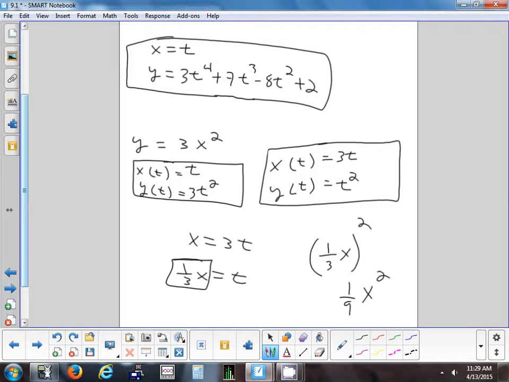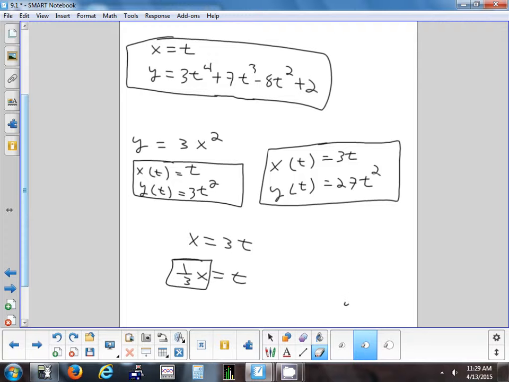So I need to stick a number in front of t squared. What could I try, and it's a power of 3? What could I try sticking in front of t squared to make that come out? Yeah? 27. Okay, let's try it. See what happens. All right, and now again, keeping that top equation the same, solve it for t. t is 1/3 x. Now let's fill it in.